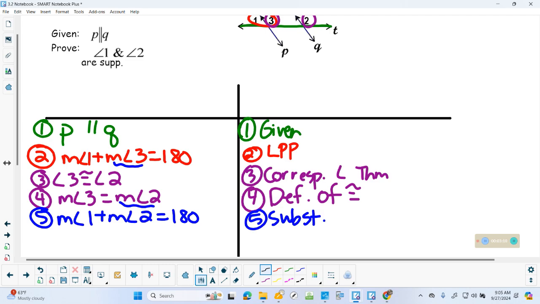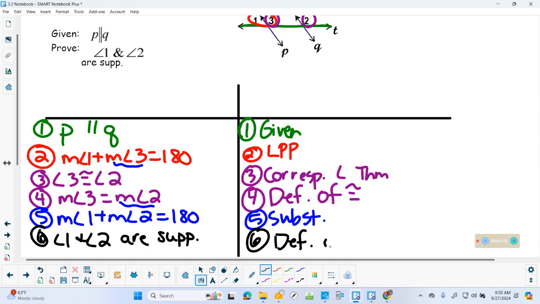Okay, now I think we're there because if they add to 180, aren't they supplementary? Yeah, so I'm going to fill in line 6, our last one, our prove line: angle 1 and angle 2 are supplementary. And what is your reason? Definition of supplementary. Got it.